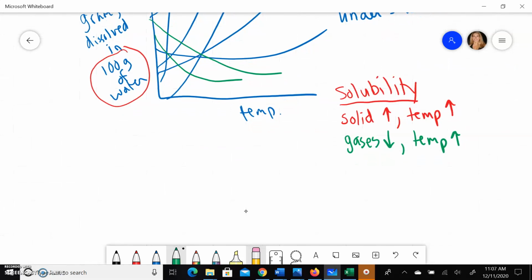And then the next section for this, we did a couple of different calculations. So let's start with molarity.